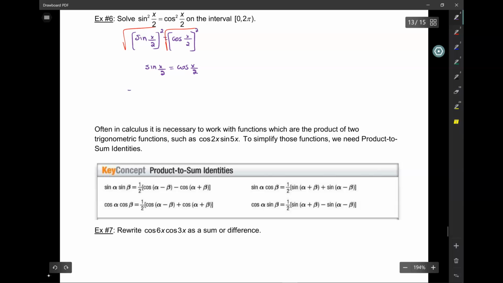So for the first one, I get plus or minus the square root of 1 minus cosine theta over 2 equals plus or minus the square root of 1 plus cosine theta over 2. Oh my God, intense. What can I do now? Square both sides.